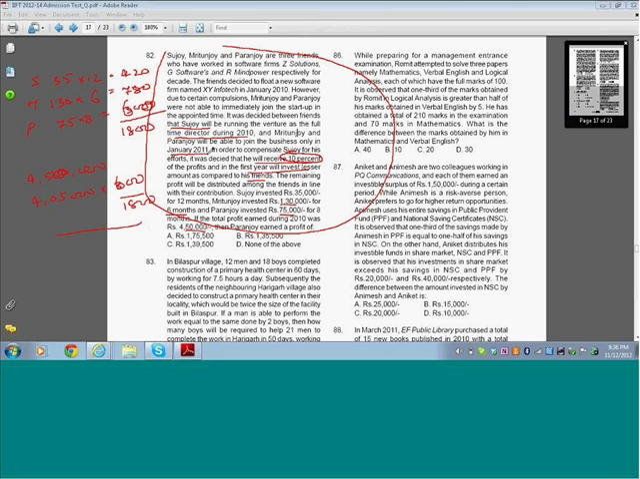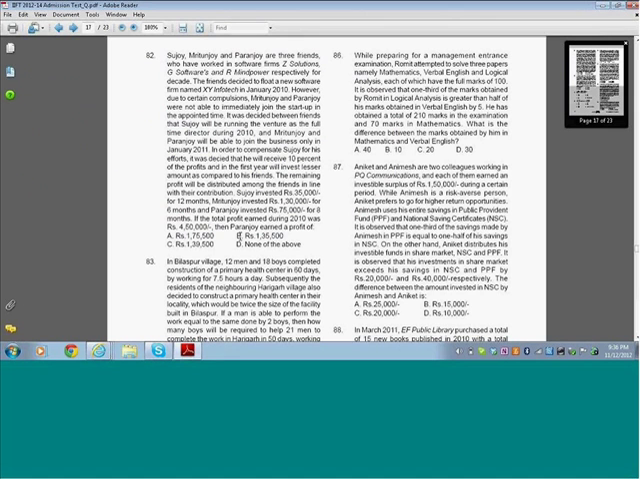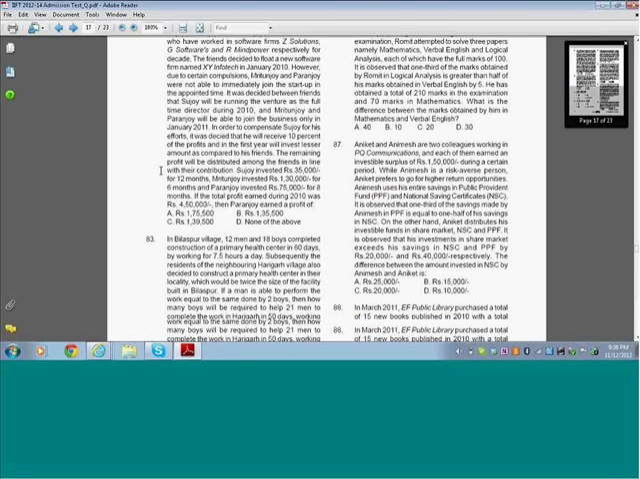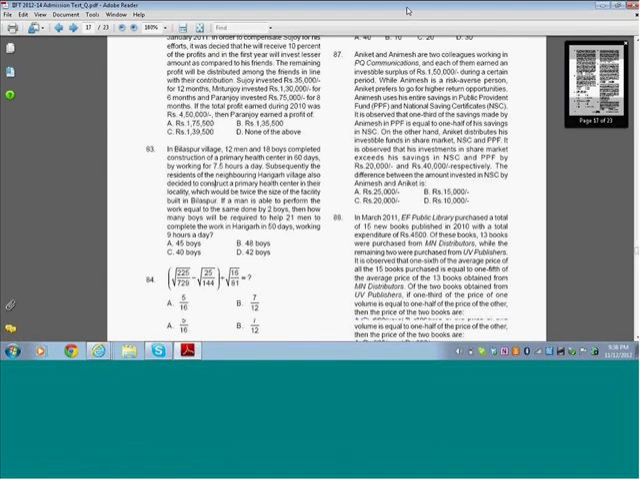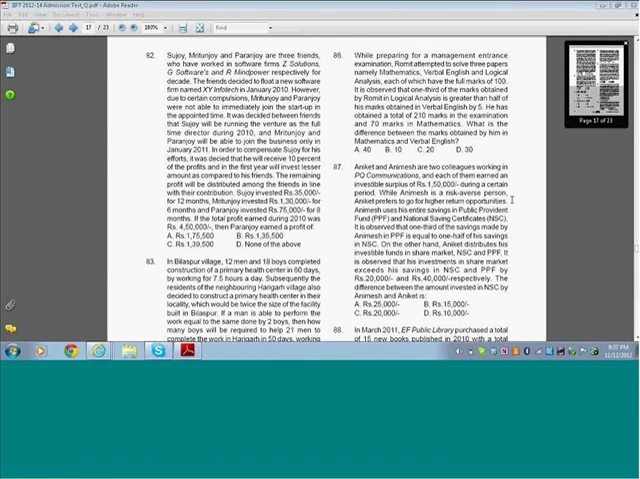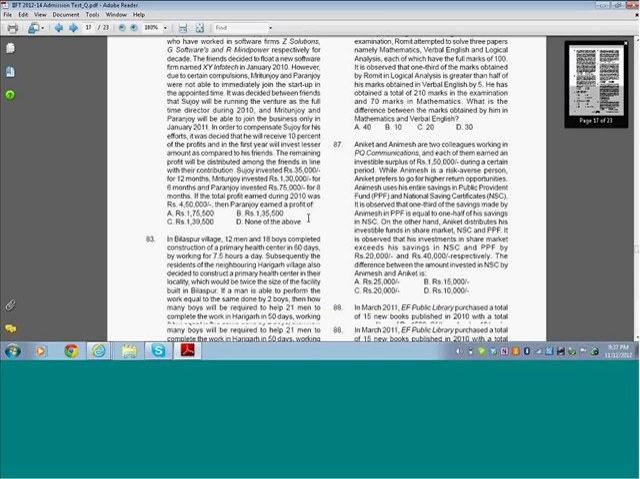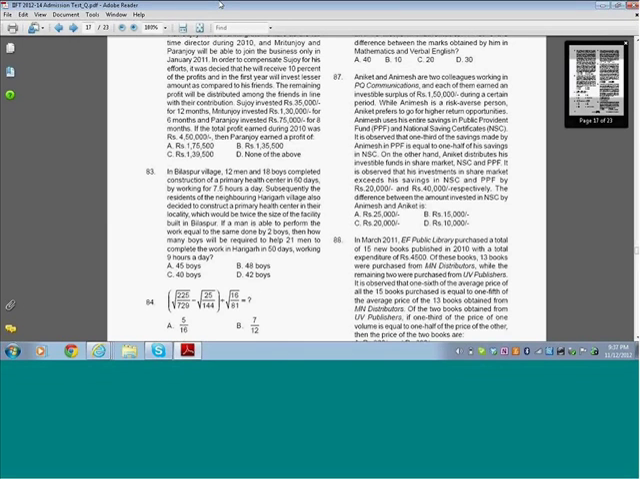Among the lengthy questions, for example, I can see this is a time and work question. This is a question which I would like to attend in the paper. Very quickly, we'll move on to this question. In Bilaspur village, 12 men and 18 boys complete construction of a primary health center in 60 days, working 7.5 hours a day. Subsequently they decide to construct a primary health center in the locality twice the size. So the size has become double. If a man is able to perform work equal to that done by 2 boys, how many boys will be required to help 21 men? Since we need to find how many boys, I will work everything around the number of boys. 1 man is equal to 2 boys.